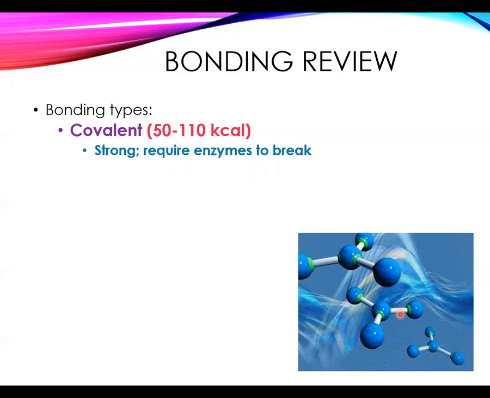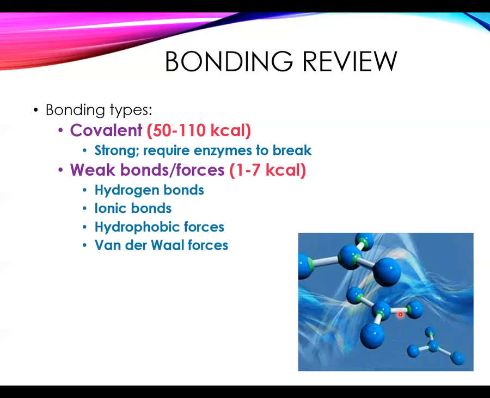The other bond type that we're going to deal with is weak bonds and forces, and they are much weaker than the covalent. They range from about 1 to 7 kcal, so you can see a big difference there. There are four types of weak bonds we're going to consider: hydrogen bonds, ionic bonds, hydrophobic forces, and van der Waals forces. And to make biochemistry work, we need both the weak bonds and forces and the covalent bonds.